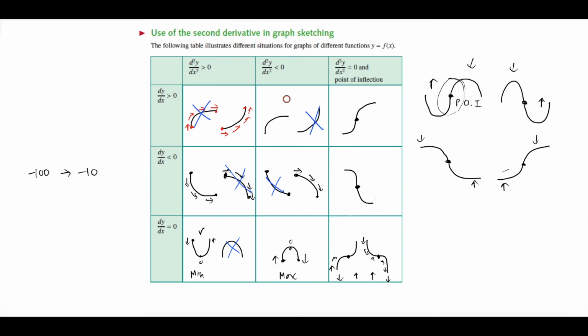So guys, this is pretty much the table. I hope you understand this. Points of inflection are becoming more and more important throughout the year, so expect it to be in the exam as well. Study up for it, revise a little bit, and I'm pretty sure you'll be fine, okay?